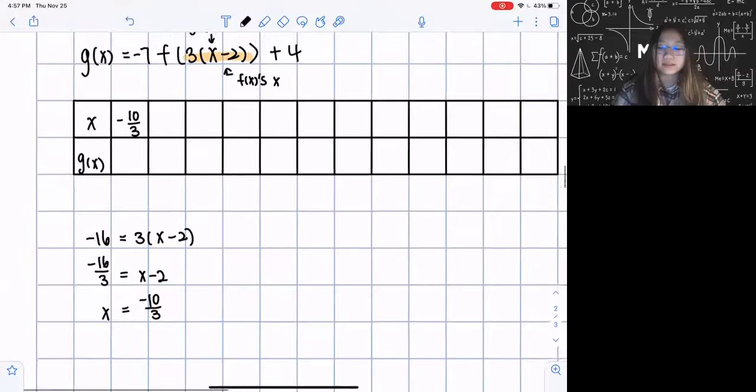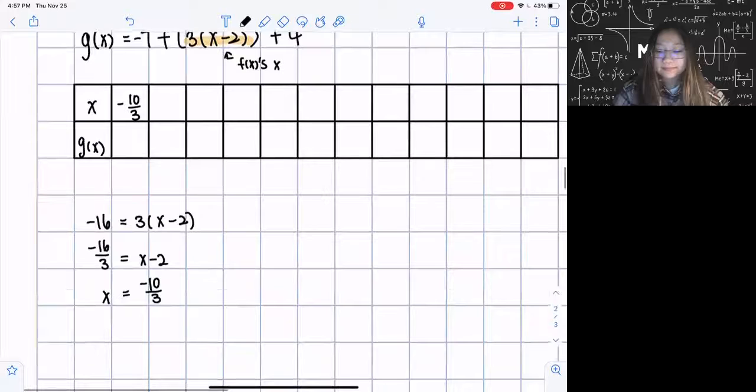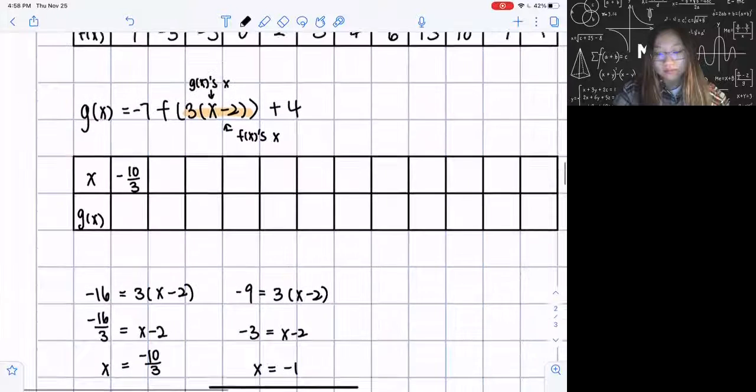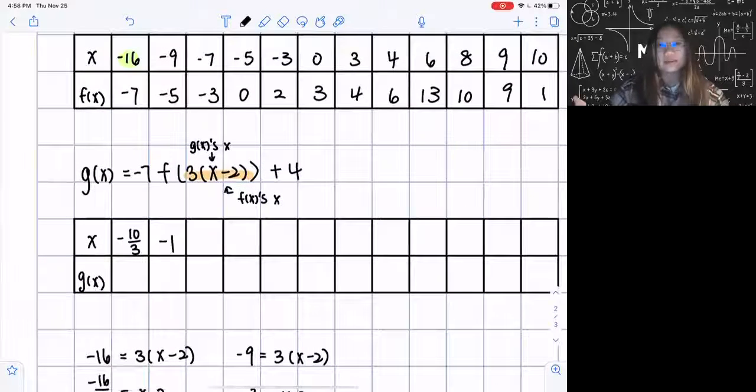Pretty simple, right? So let's do my next one, which is -9. So -9 equals 3 times x minus 2. Divide by 3 on both sides, I have -3 equals x minus 2, then x equals -1. Pretty simple. Let's start doing those in our minds. So -7 divided by 3 is -7 over 3. -7 over 3 plus 2, I would get -1/3.